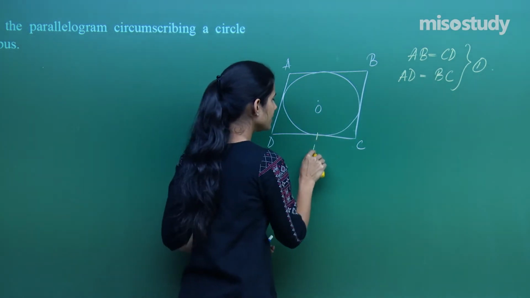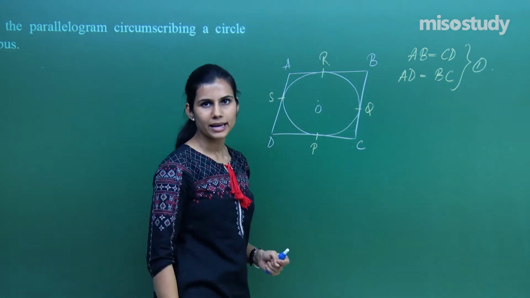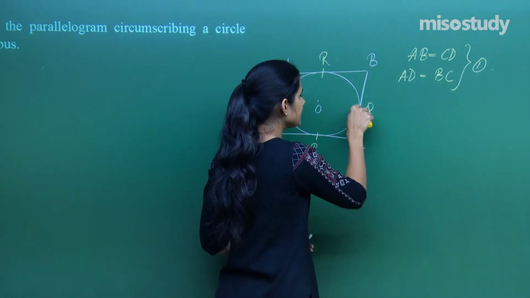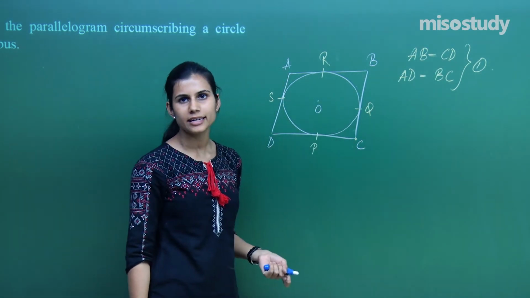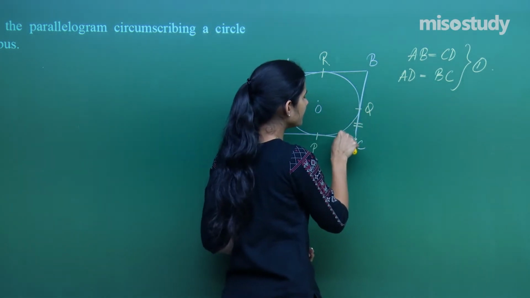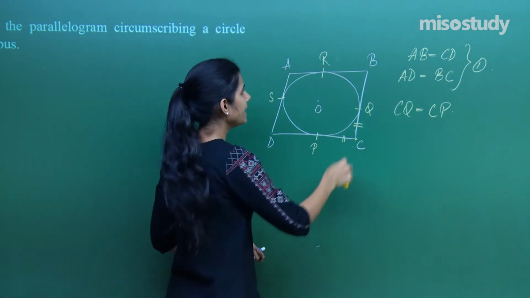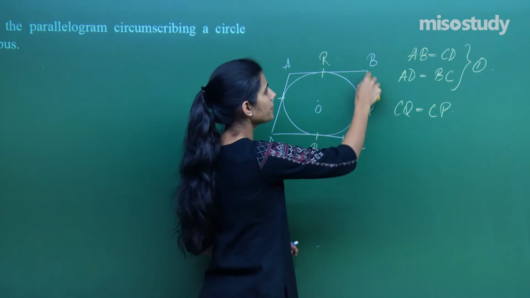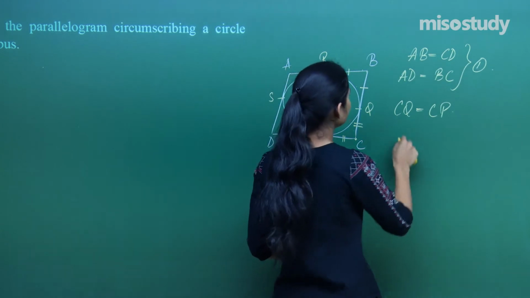Now see, let me mark these points as P, Q, R and S where the circle is touching the parallelogram. If you focus upon point C, you can see that CQ and CP are two tangents drawn from an external point C to this circle centered at O, and therefore the length of the tangents drawn from an external point to a circle are equal in length, and so CQ is the same as CP. Again, look at point B. BR and BQ are nothing but tangents drawn from an external point B to this circle, and so they will also be equal in length. So you will have BR equals BQ.